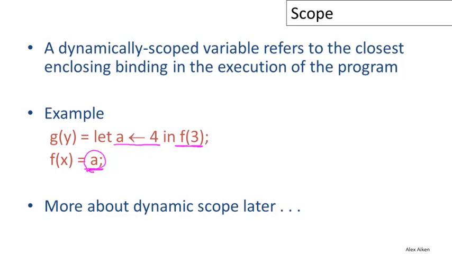Well, if we're dynamically scoped, then it's going to be the value that was defined in g, and here f of x will actually return 4. That'll be the result of this call, because this reference to a will refer to this definition of a in g. And we can't say much more about how dynamic scope works until we talk in a little more detail about how languages are implemented. So we'll talk about dynamic scope again a little bit later on in the course.